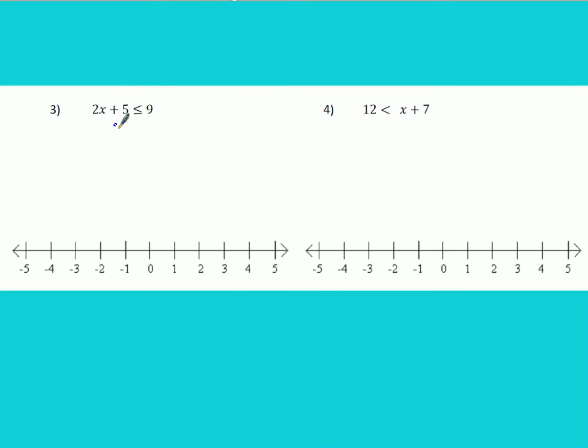So 2x plus 5, the opposite of plus 5 is -5. So I do that on both sides of my equation, or my inequality. 2x comes down, and our 5 minus 5 goes away. The inequality symbol comes down, and 9 minus 5 is 4. Now we just have to treat this like a one-step inequality. We have 2x is less than or equal to 4.